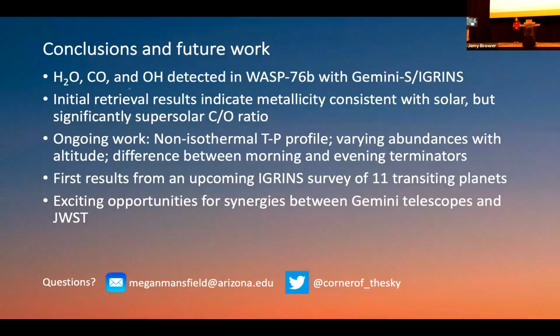All right, so just to conclude, we detected water, CO, and OH in WASP-76b using IGRINS. Our first retrieval results suggest that this planet may have a solar metallicity, but a significantly supersolar C to O ratio. But we're currently looking into upgrading our models to see if this result is really true for this planet or depends on any model assumptions such as constant abundances in the atmospheric profile and the constant temperature that we were fitting. We're also going to be looking in the future into seeing if we can detect any limb differences, such as was seen on this planet with iron in the past.